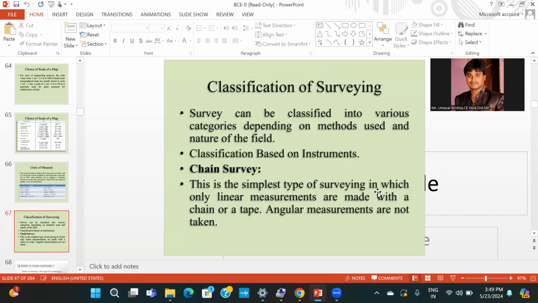And here you can see the classification of surveying as the next topic.